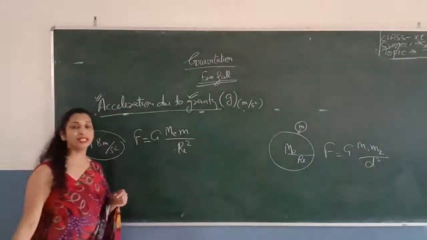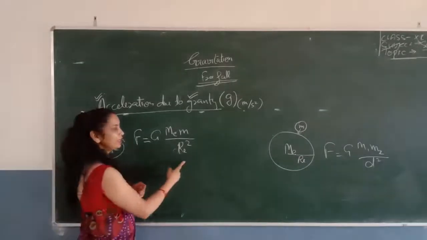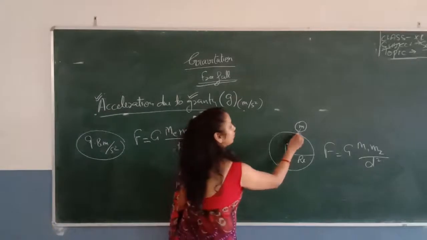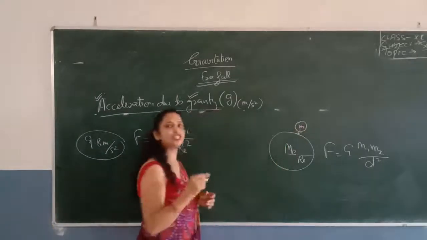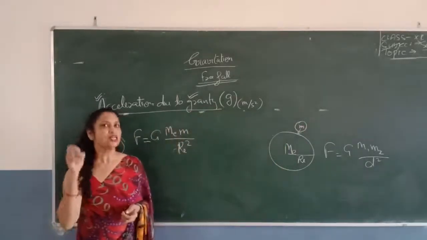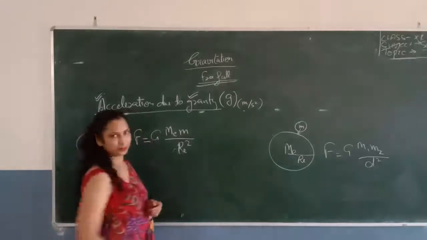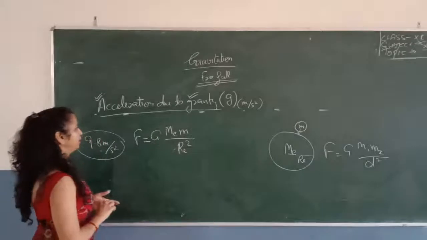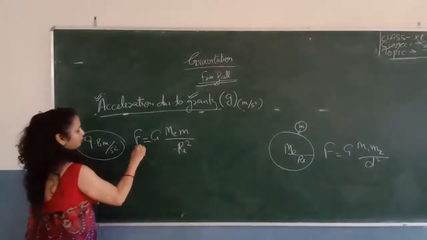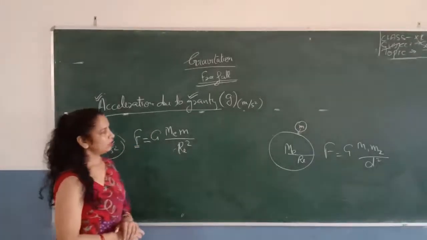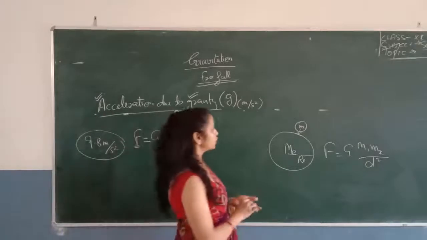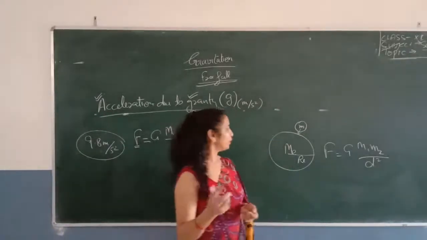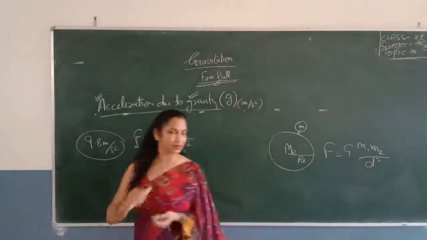So again I am going to tell you why I am taking it R e, the radius of the earth. Since the distance between the surface and the object is negligible as compared to the radius of the earth, we are taking it like R e. This is the distance between the earth and the object. So this is the force. Now just think, if an object is going to drop on the earth, it will have some acceleration. So we are going to represent the acceleration by g, small g.